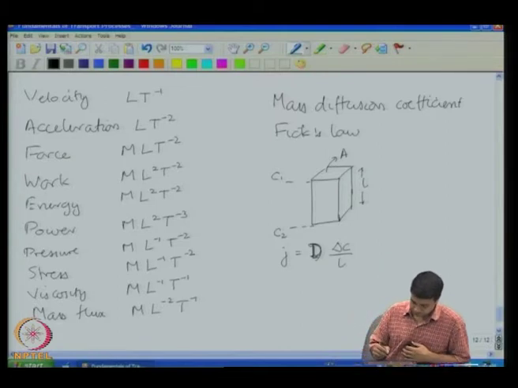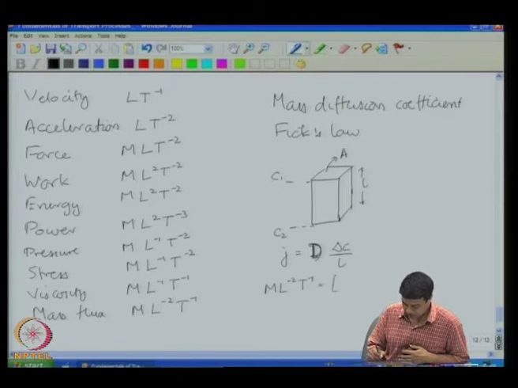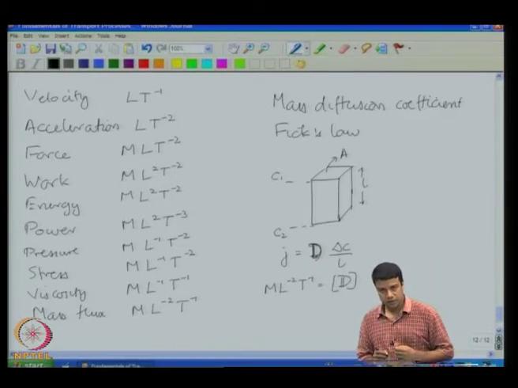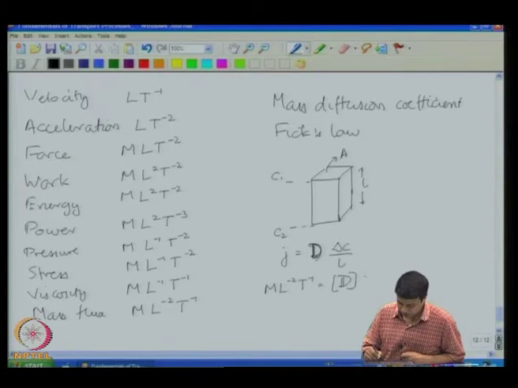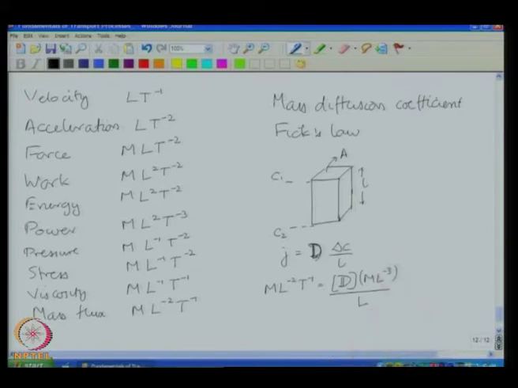Therefore, the mass flux has dimensions of m L power minus 2 T inverse. This is equal to the dimension of the diffusion coefficient times delta C. Delta C is a concentration. Concentration is mass per unit volume, divided by length. By doing cross multiplication, it is easy to see that the dimension of diffusion coefficient is equal to L square T inverse. So I have the diffusion coefficient.